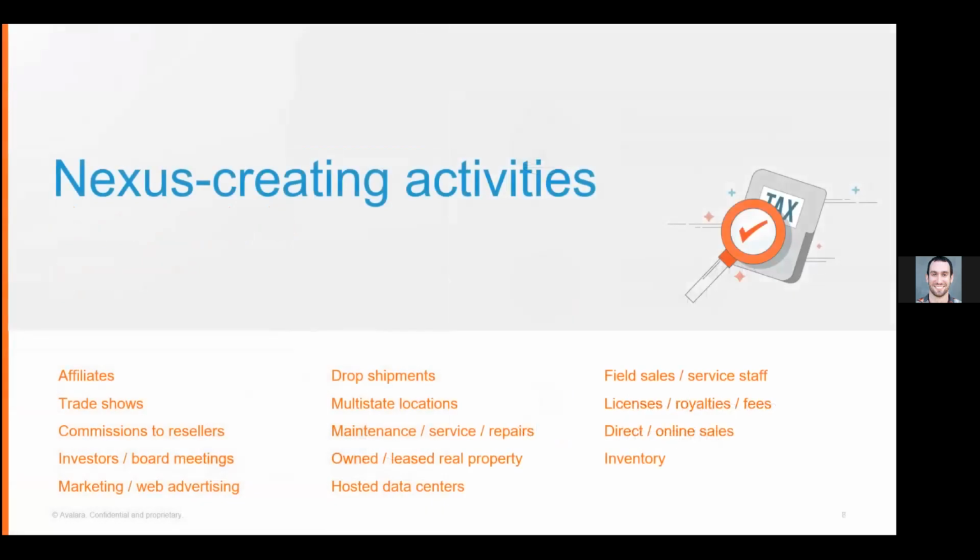Like I mentioned, 61% of nexus creating activities are still due to a physical presence. So I've listed a handful down here. Whenever you travel into a state, whether it's people or property or a location, that's triggered a physical presence. I just talked to someone this morning who said they deliver things into Florida. And so whenever you're using your vehicles to deliver things, that's going to create a physical presence.